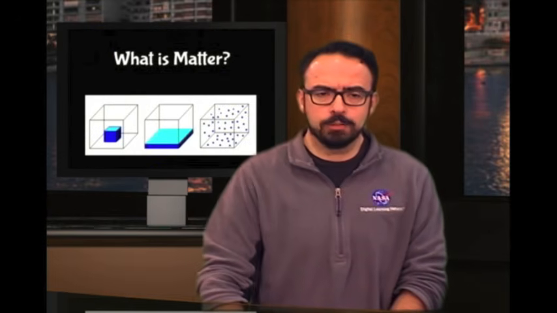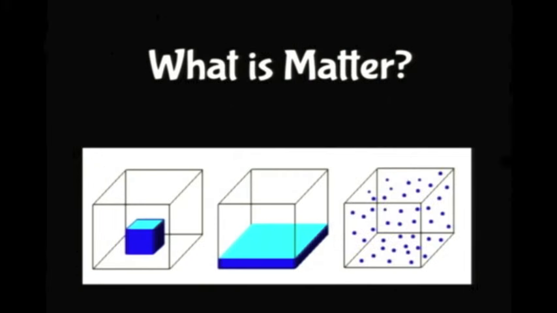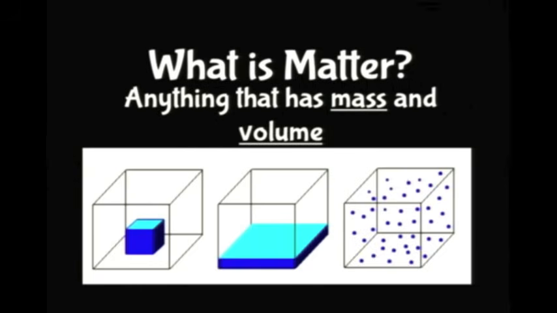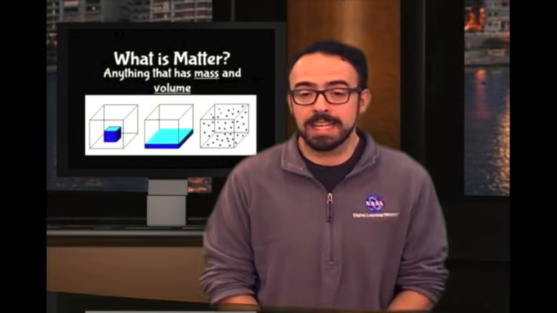Before we can talk too much further in depth about states of matter, we need to answer this question. What is matter? So I'm going to give you a moment to think about that. All right, to be considered matter, something must have two properties. Matter is anything that has mass and volume. So when we talk about matter, we're essentially talking about the stuff around us. Now, it's important to understand mass and volume as well, so we'll talk about that.